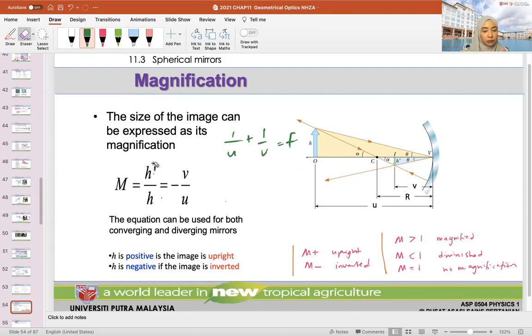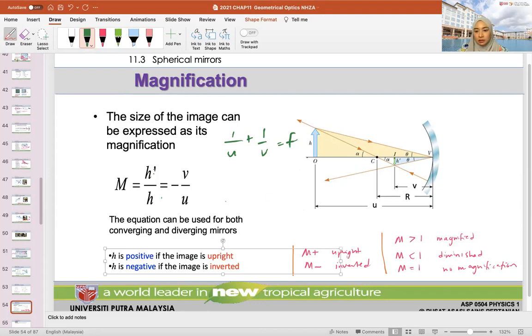This is the height of the image. This is the height of the object. Minus V over U. What is V? V is the distance of the image from the pole. U is the distance of the object from the pole. Here or here, U. Here or here, V. So H is positive if the image is upright, and H is negative if the image is inverted.